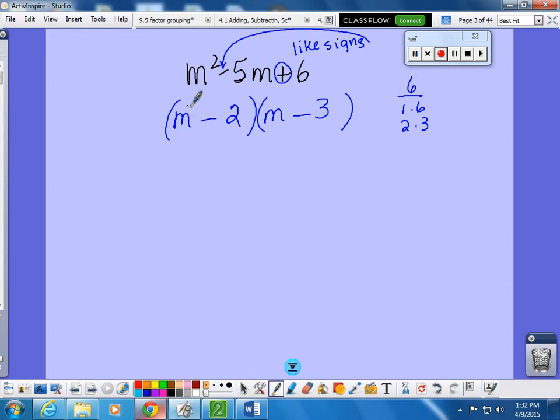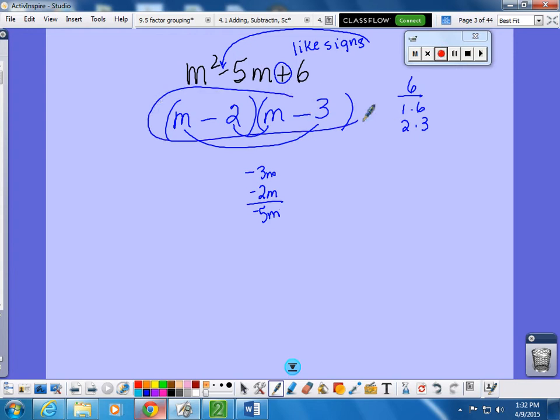Now remember, first is m squared, outer is negative 3m, inner is negative 2m. If I add those together, I get the right number in the middle, and then last is plus 6, so I know this is the right answer. Remember, trial and error. We're going to try, see if we made an error. If we did, we will correct it. If we don't, we circle it, right? It's the answer.